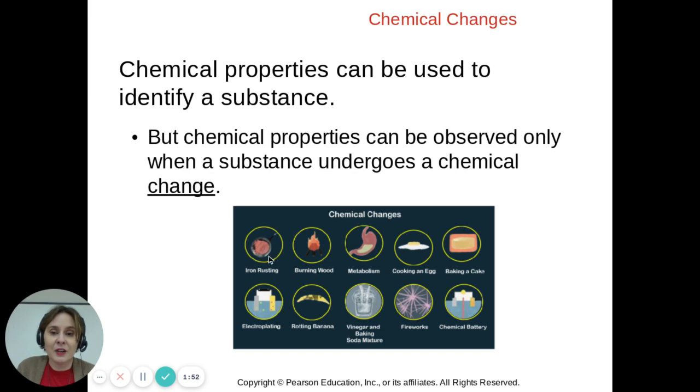Again, you have iron rusting, burning wood like in a stove or a fireplace, metabolism, digesting food, cooking, which involves either frying or baking, the batteries, whether they're your calculator, your phones, or your cars, fireworks, the classic vinegar and baking soda mixture, food rotting, and electroplating. Those are examples of different chemical changes. What you end up with is going to be different from what you start out with.